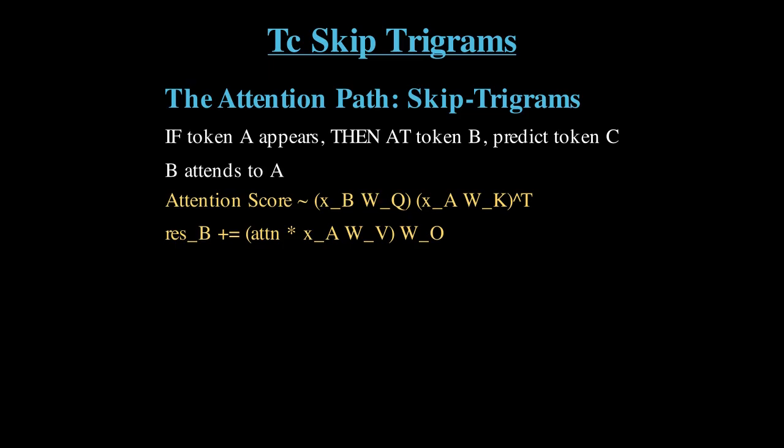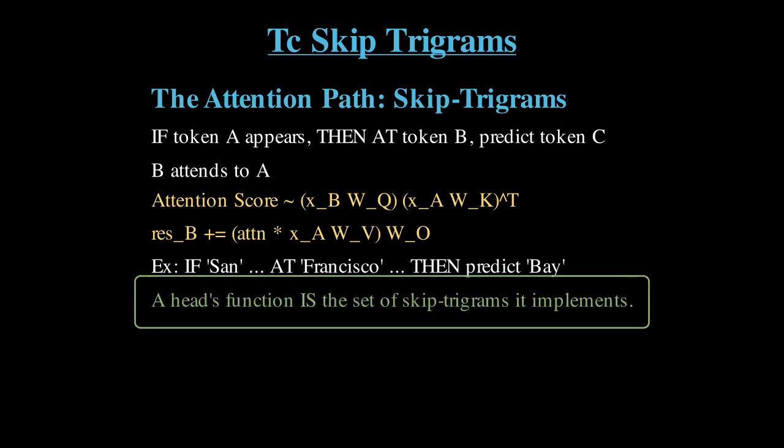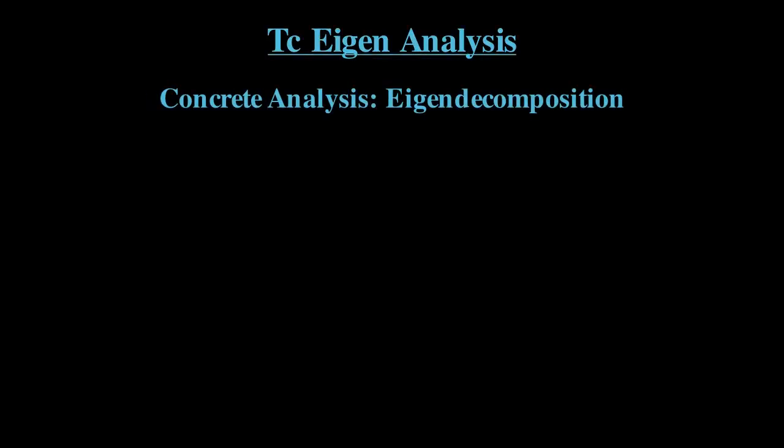For example, a head might learn, if San appeared earlier and the current token is Francisco, then boost the logit for Bay. The entire expressive power of a one-layer, one-head model is precisely the set of skip trigrams it can implement. This skip trigram model gives us an intuition, but can we make it more concrete?